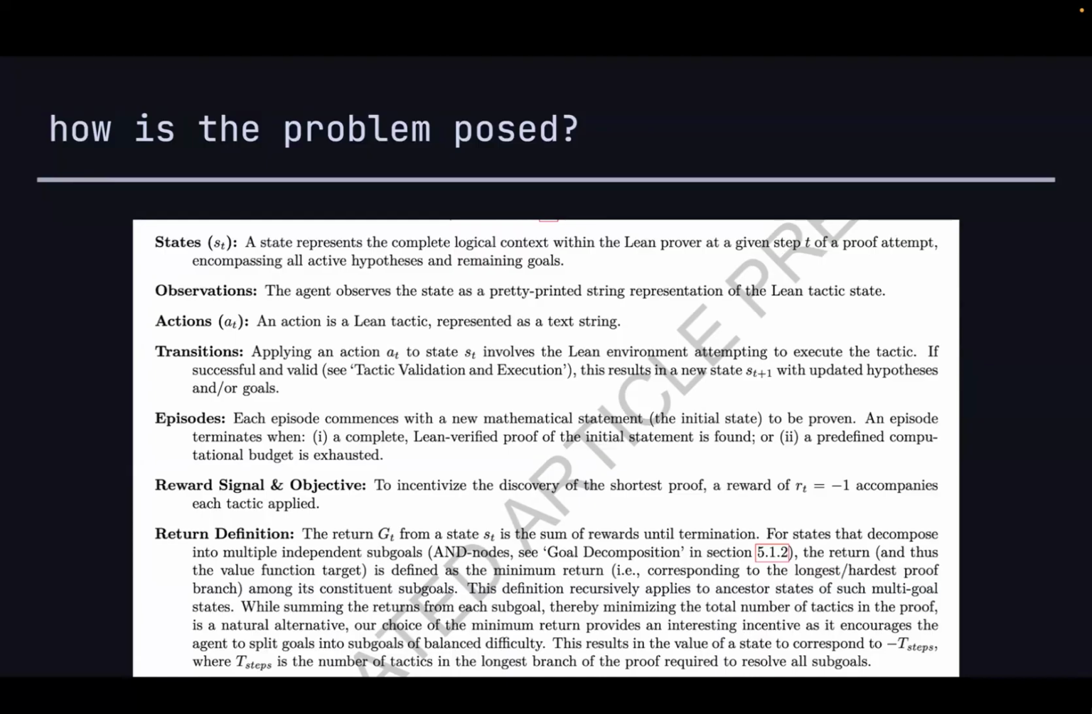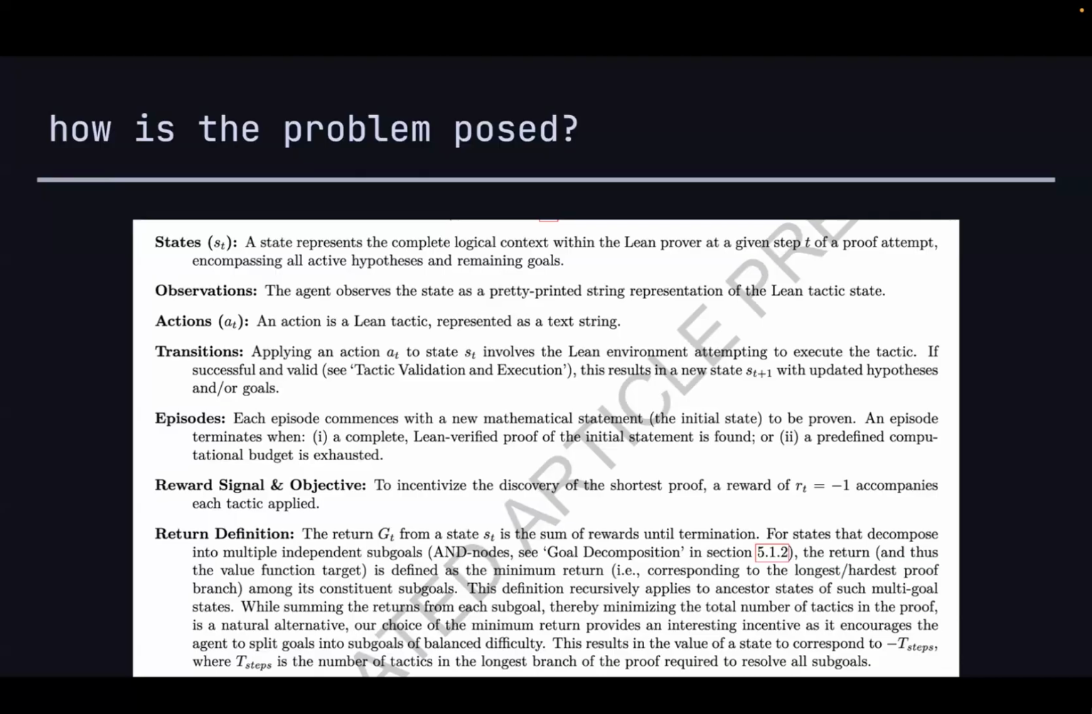Transition. Transitioning means applying an action A, which is a tactic, to the state, which is the program, and you use the Lean environment to execute that tactic. You execute that small program, and if the tactic is correct and valid, then Lean will return a new state, which is the program plus a tactic, and a new state, which is the Lean info window at that point. The episode is the entire math proof, and the proof terminates when the proof is completed, so the model found the proof, or a compute budget is exhausted.